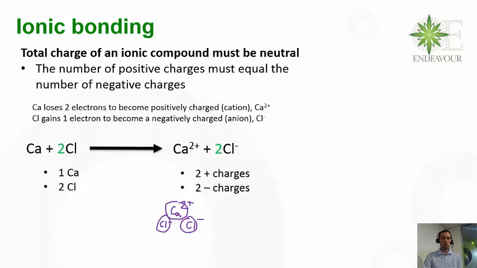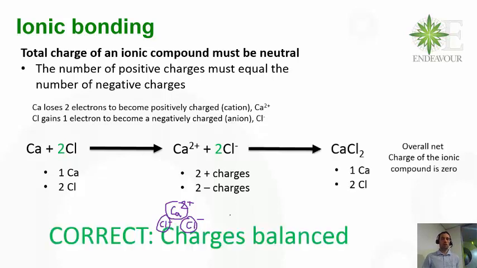So if you add up the charges, 2 negatives from the 2 chlorines and then 2 positives from the calcium ion, overall the charge is 0.